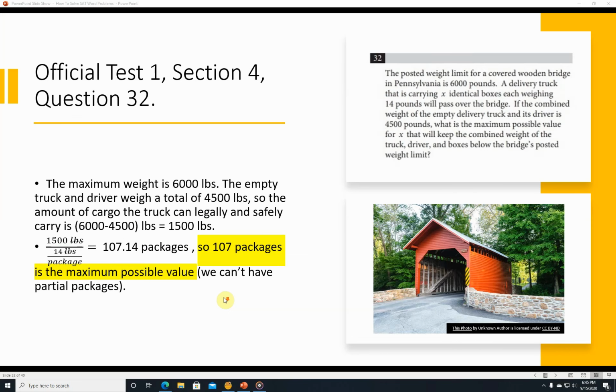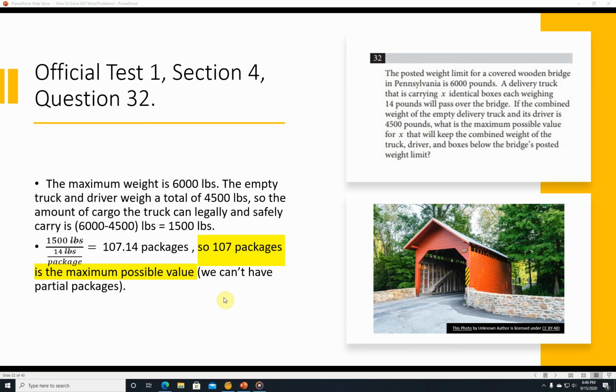All right. Official test number 1, section 4, question 32. The posted weight limit for a covered wooden bridge in Pennsylvania is 6,000 pounds. A delivery truck that is carrying x identical boxes, each weighing 14 pounds, will pass over the bridge. If the combined weight of the empty delivery truck and its driver is 4,500 pounds, what is the maximum possible value for x that will keep the combined weight of the truck, driver, and boxes below the bridge's posted weight limit?